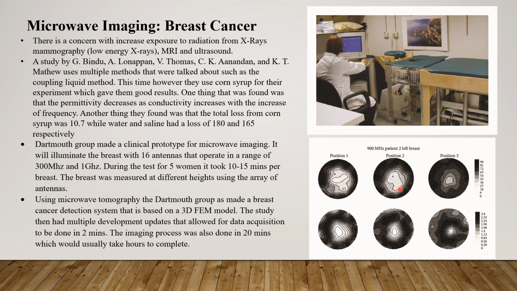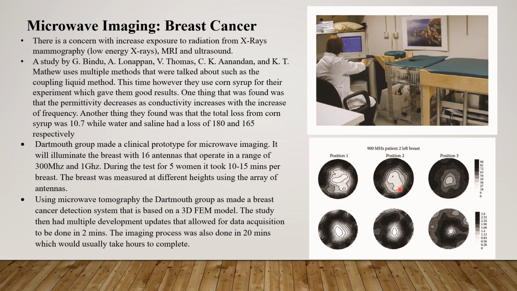One thing that they found was the permittivity decreases and the conductivity increases with the increase of frequency. Another thing that they found was the total loss from corn syrup was 10.7 decibels, while water and saline had a loss of 180 and 165 decibels respectively.